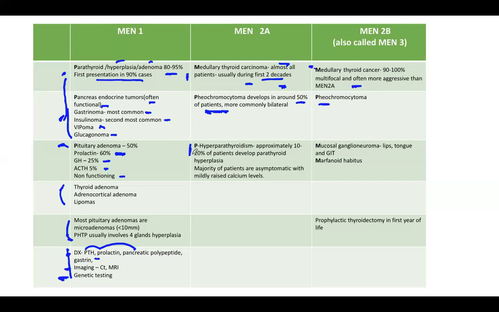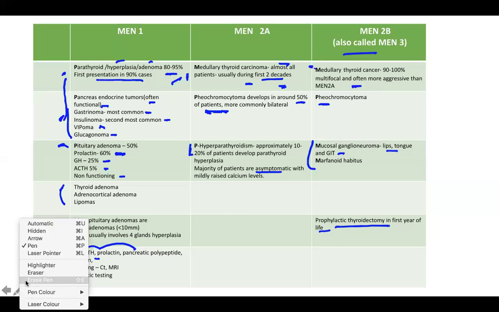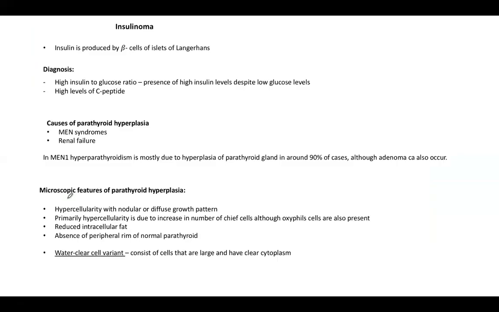Hyperparathyroidism occurs in 10 to 20% of patients, and the majority of patients are asymptomatic, unlike this side, because there's mild hypercalcemia. MEN2B has mucosal ganglioneuroma of lips, tongue, and GIT. So prophylactic thyroidectomy is done in the first year of life in MEN2B or MEN3. So we see that in MEN2, medullary thyroid carcinoma is the important condition.